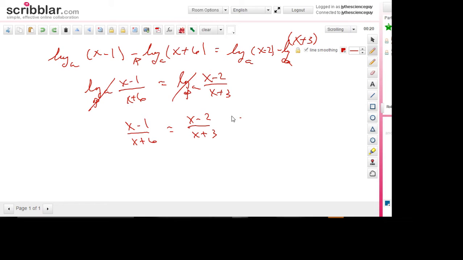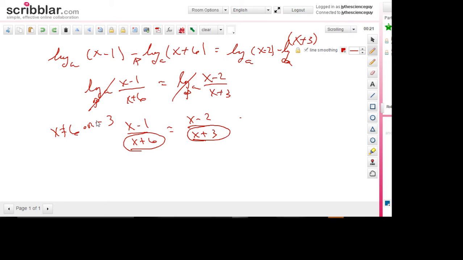Okay, now we need to use something that we learned from last chapter. I need to figure out what the domain of each one of these things is before I actually solve it. What can't x be here? It can't be zero. So what can't x be? So x can't be negative six. There you go. What about this part? x can't be negative three. Keep those two things in mind. So if I solve for it, I can't have either one of those answers.